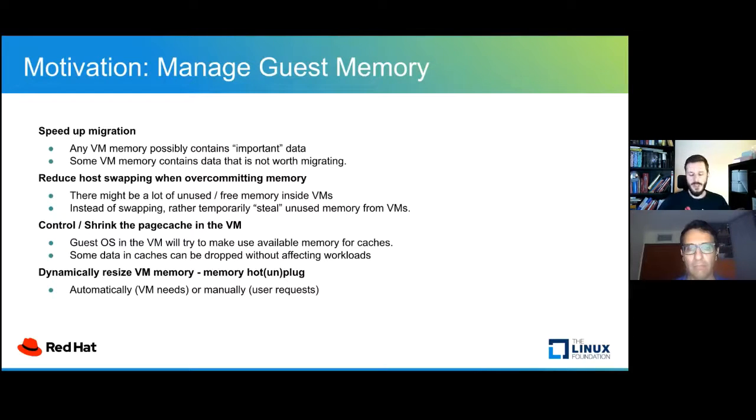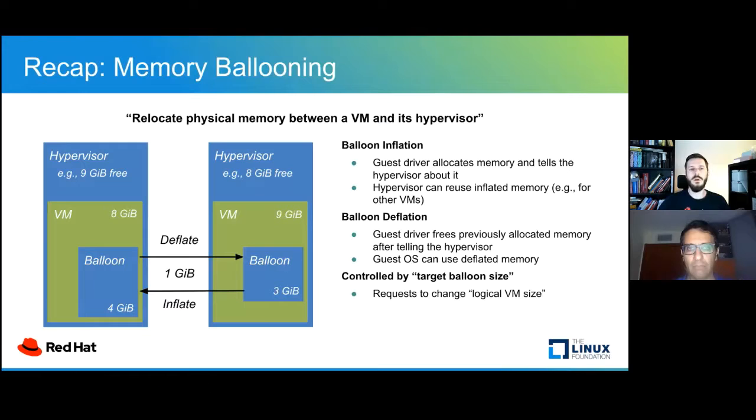Now, the traditional mechanism to do all of these things is memory ballooning. Just to give you a recap of what memory ballooning actually is, it can be summarized as relocating physical memory between a virtual machine and its hypervisor. And the idea is actually pretty simple. Inside your virtual machine memory, you have something called the balloon, and the balloon can inflate or deflate. All memory that's currently inflated inside of the balloon is not usable by the virtual machine, but by the hypervisor instead. That means when we inflate the balloon, we give more memory back to the hypervisor and take it from the virtual machine.